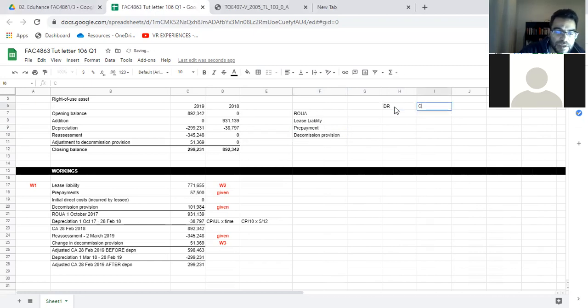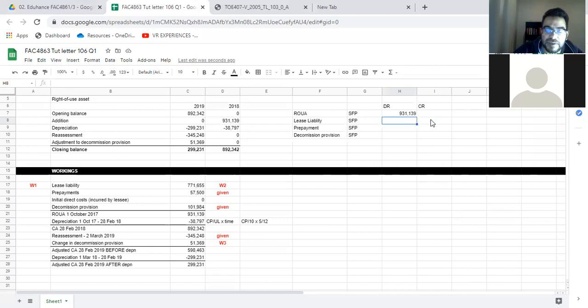Debit, credit, SFP. So the journal entry would have been that. So right of use asset, addition at initial recognition, we have the right of use asset. Right of use asset increases by those 4 components. So an asset increase on the debit side.